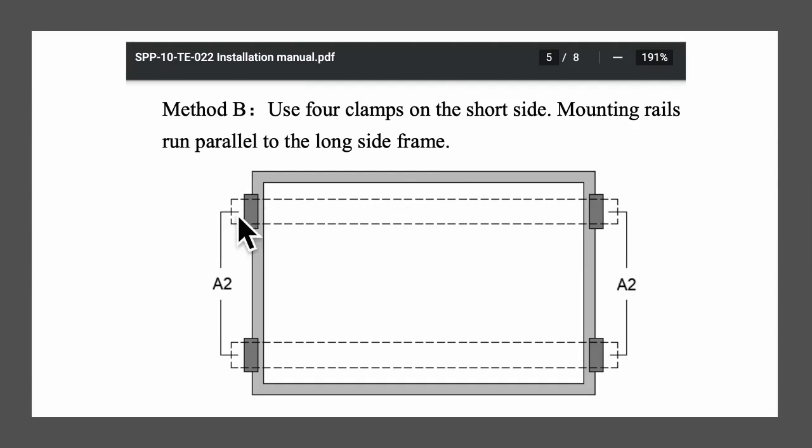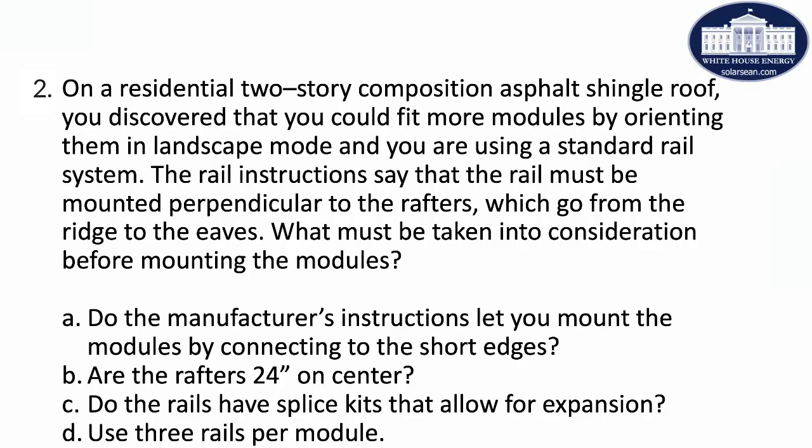So you could see here mounted to the short edges, there's just lots of room for things to wobble with the wind blowing on it and that kind of stuff. So you need more rail, and it might be a little bit less stable. So you have to check the installation manual to make sure that it's okay to mount to these short edges. That sounds like a good thing to me. But let's see if we have any better answers.